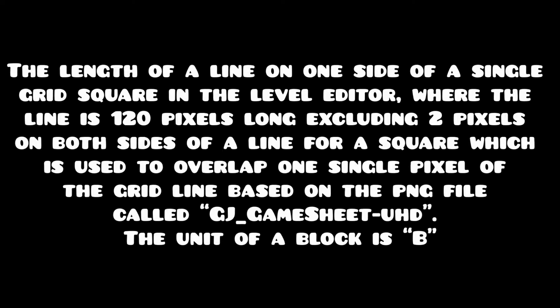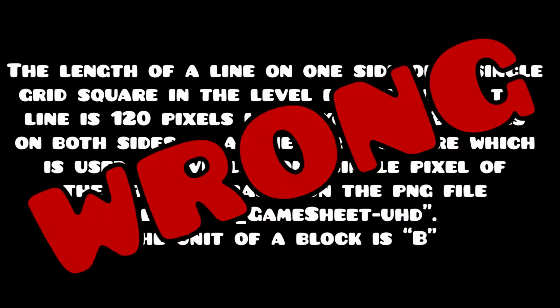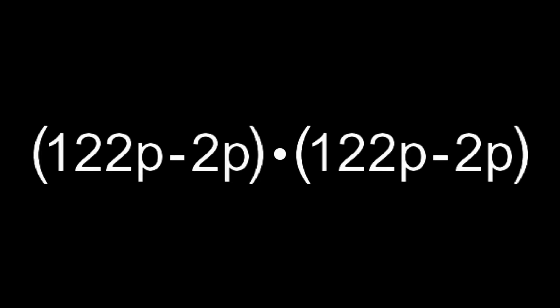Wait. I'm sorry that this came up very late in the video, but the definition of a block that I said earlier is wrong. Why? Because I decided to subtract 1 off all the sides. My misconception was that the empty space in the grid would be the size of 1 grid square. However, 1 grid square does include those extra lines of pixels on the sides, so a block is actually 122 pixels long.